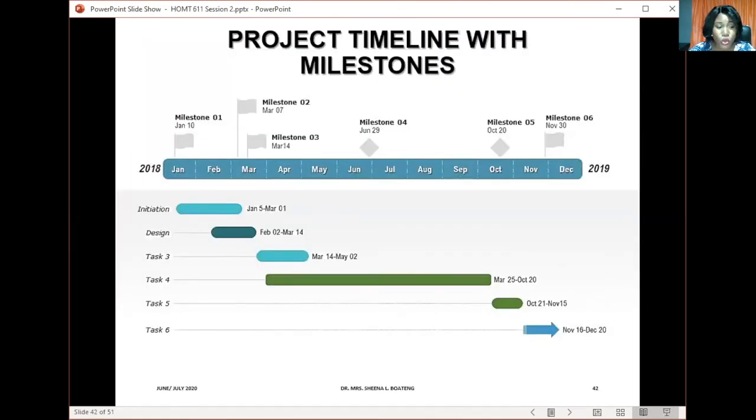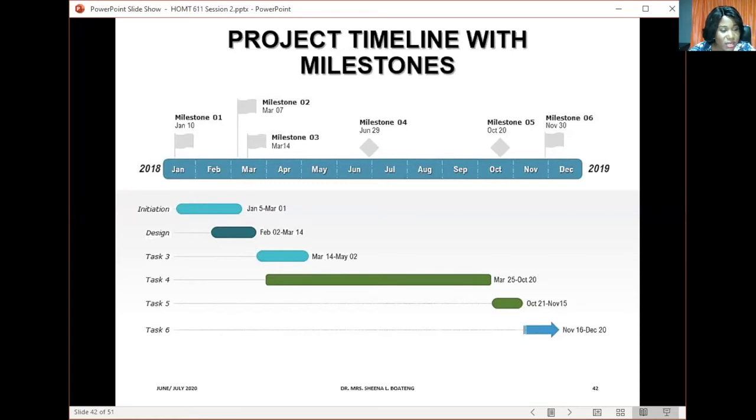This one is not so detailed, but it is listing a number of tasks that have to be performed and the period within which they have to be performed. So you can see that the initiation phase is supposed to take place between January 5th and 1st March. And within that period, there's a milestone that should be achieved on January 10th.